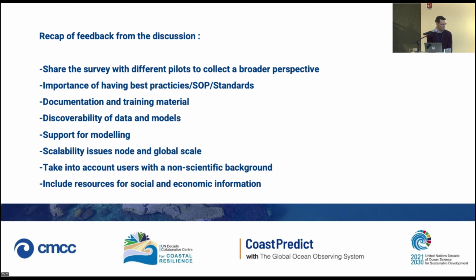There was also some discussion about the discoverability of data and models, since there will be a lot of data to be considered, and there must be some way to understand what data is available. There was also some discussion about the support for remodeling, which seems something that the infrastructure should support as a type of use case.